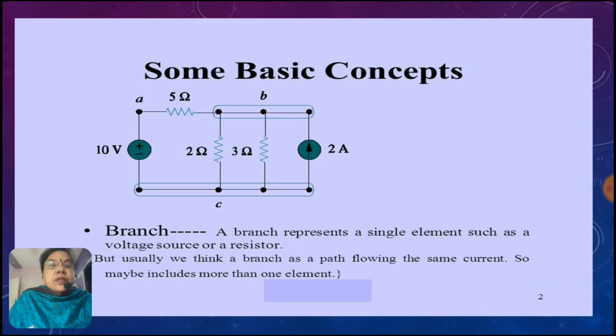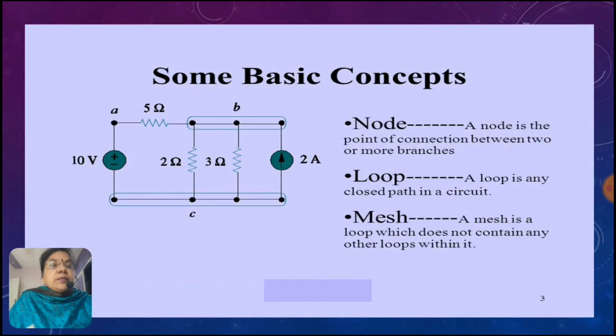First we will see the definition of a branch. A branch represents a single element such as a voltage source or a resistor. But usually we think of a branch as a path carrying the same current, so it may include more than one element. Now in the same circuit we will see what is meant by node, loop and mesh, because all these terms you are going to use in all the laws.